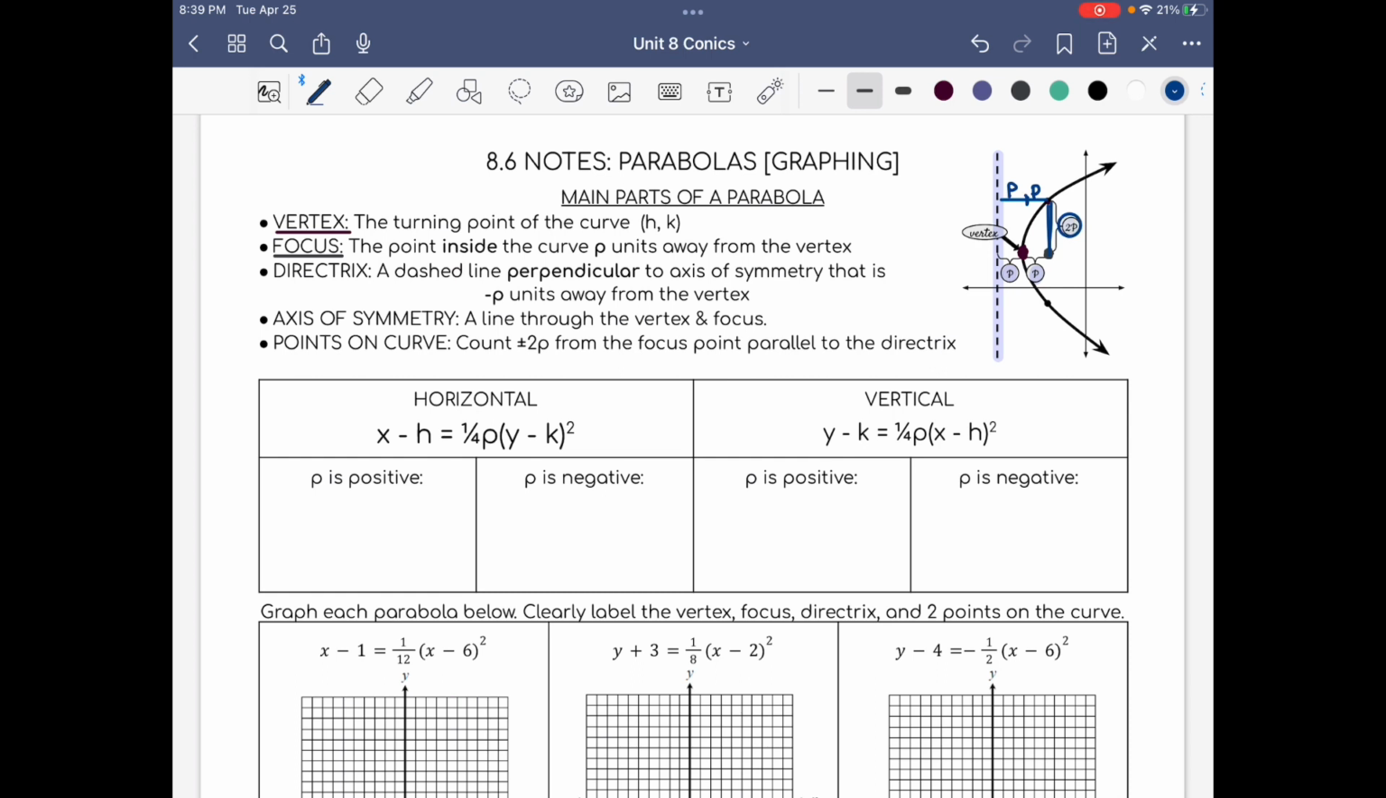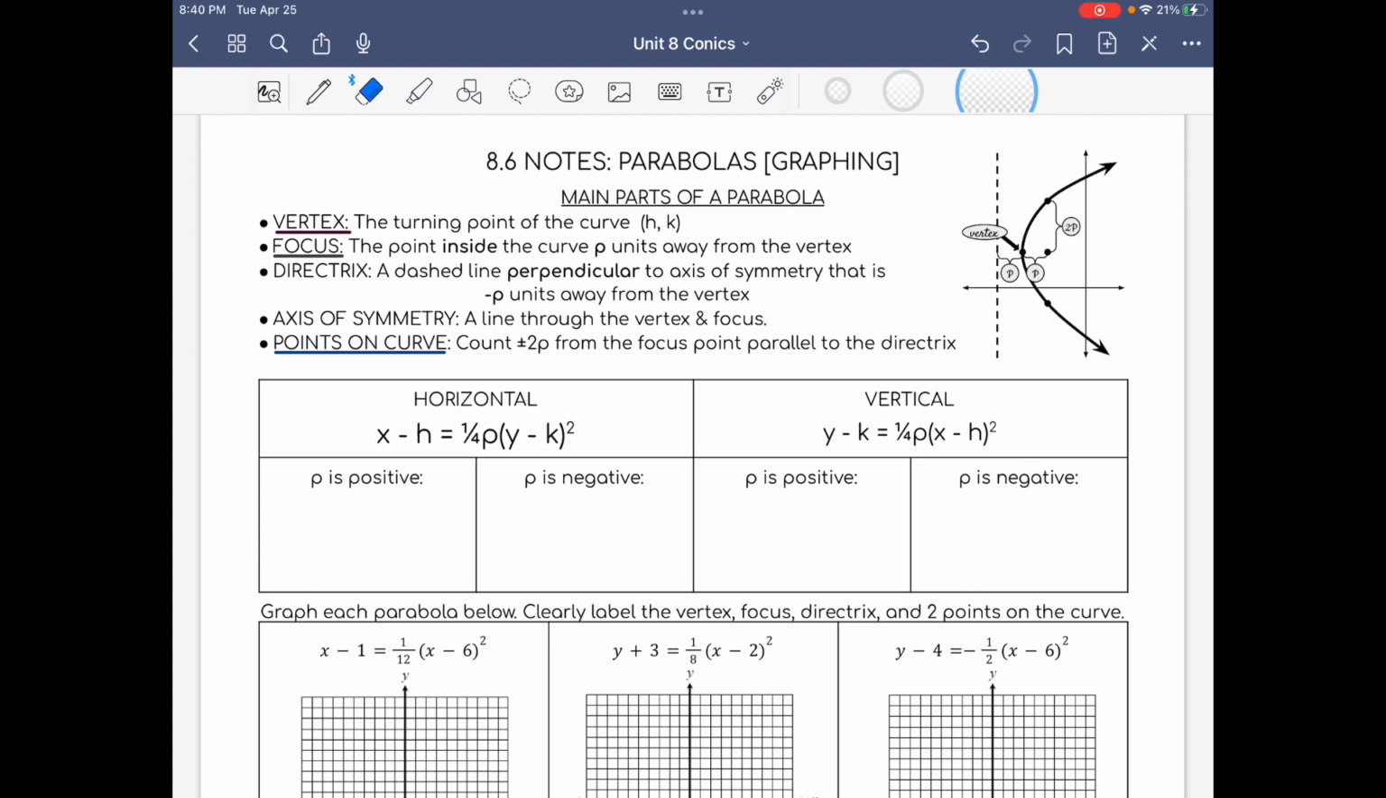So we are going to use that distance to find points on the curve. They don't really have a special name. We just can't draw a curve if we only have the vertex. So those 2 points allow us to actually draw the rest of the parabola.